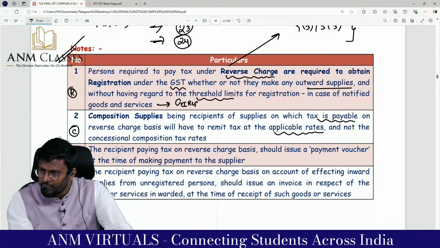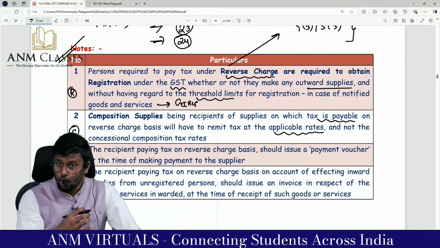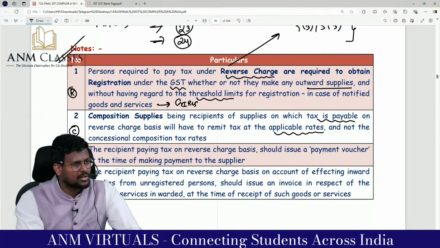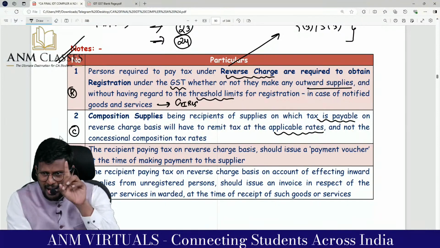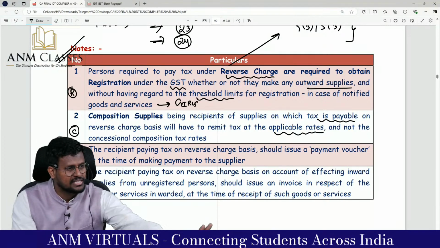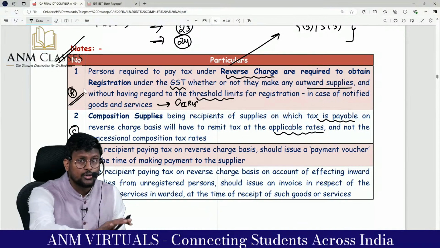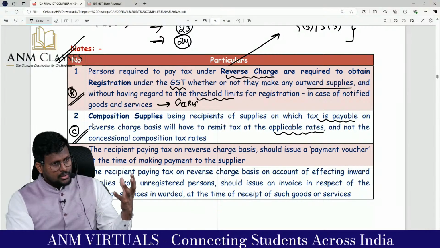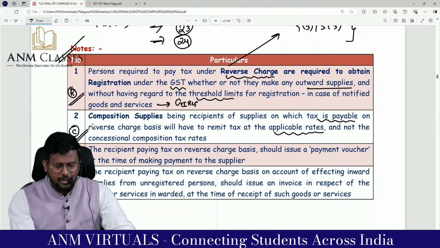Are you really with me? So if you are a composition dealer and you are receiving 9(3) or 5(3) supplies, when you are paying RCM, don't pay at the composition rate, pay the tax at the RCM rate. Yes, sir, this registration we are going to do as one chapter, and this composition also as another chapter. So when you are revising all this, everything will be familiar to you.